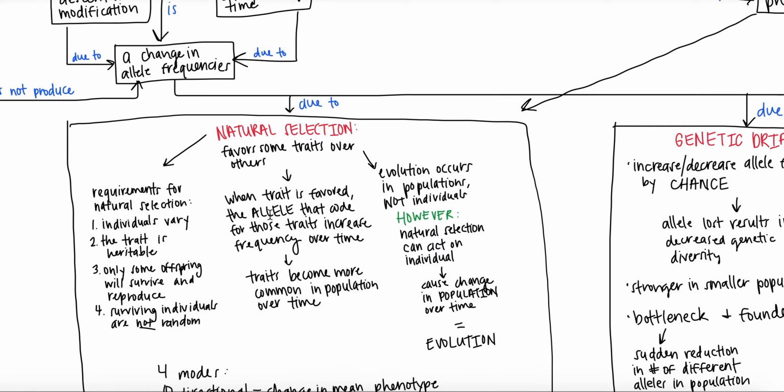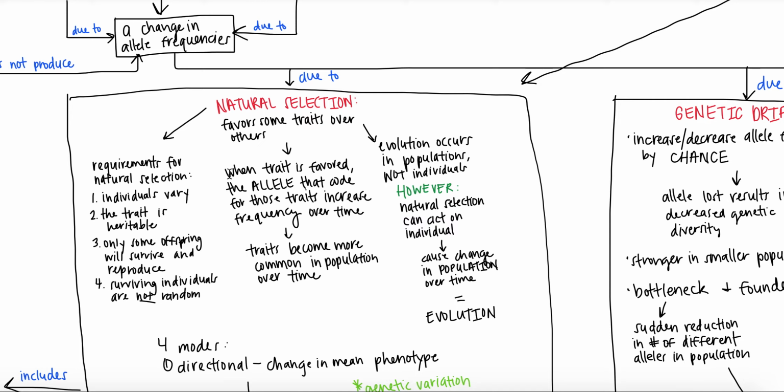So for example, if there's a population with birds with large beaks and birds with small beaks, and there are only large seeds, then it makes sense that only the birds with large beaks are able to bite open the large seeds. And the birds with small beaks are not able to open them, and they do not survive and reproduce, and therefore they die off. So when a trait is favored, then the allele that codes for those traits increases in frequency over time. And therefore, those traits become more common in the population.